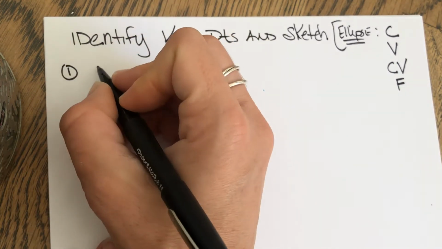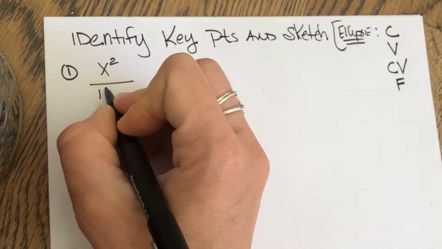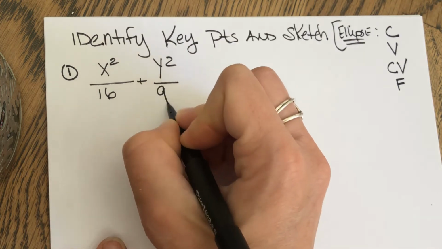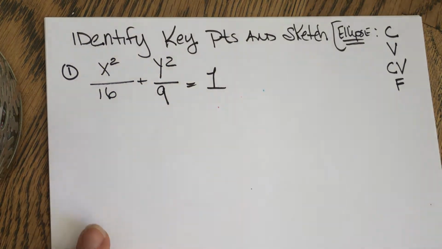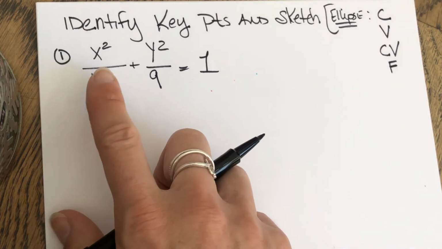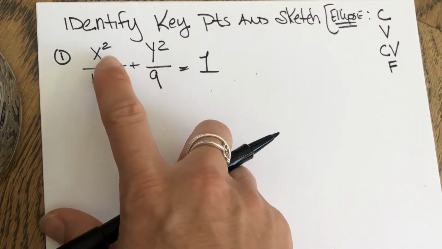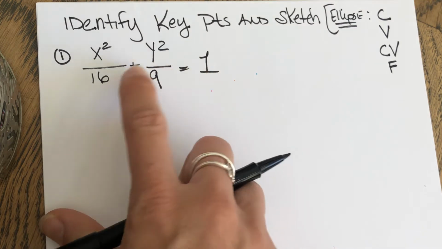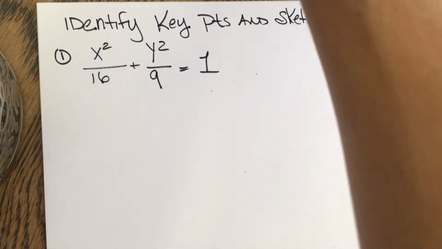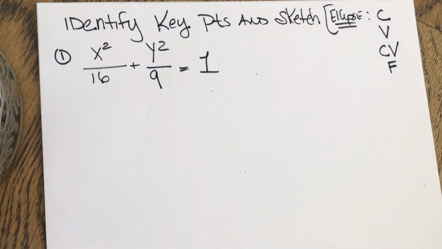So here we go. You have x squared over 16 plus y squared over 9 equals 1. Now, you clearly know this is an ellipse. Why? An ellipse is going to have x squared plus y squared equals 1, and you have numbers in the denominator. If you did not have numbers in the denominator, it would be a circle. You do need to understand the difference between the two and how to recognize it. Okay, let's find all of our key points.